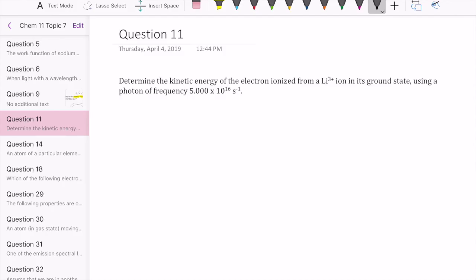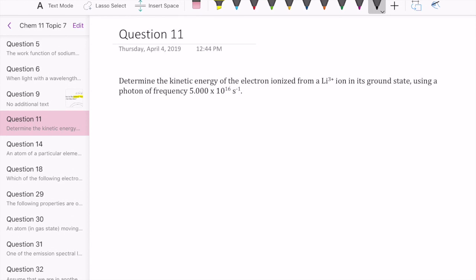Let's take a look at question 11 in topic set 7. This is a combination question of the photoelectric effect and the Bohr model of the atom, the one electron atom or ion. And in this case, it says, what's the kinetic energy of an electron that's ionized from a lithium 3+ ion using a photon of frequency 5 times 10 to the 16.